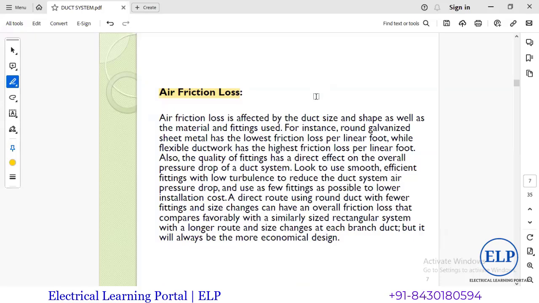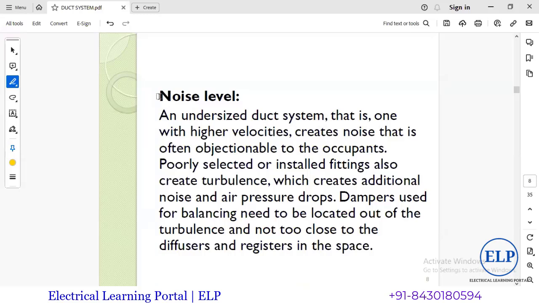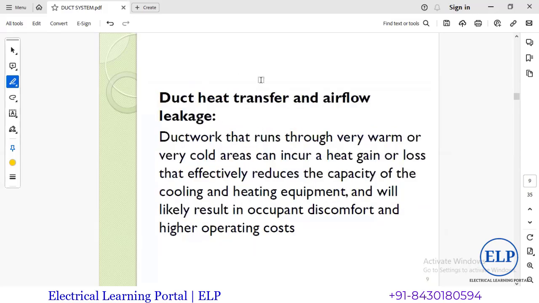Similarly, as I told you, noise level: an undersized duct system means the one having less height. If the height of the duct is less, it becomes an undersized duct. So it will always create objectionable noise for the people. That is why you have to follow the aspect ratio.